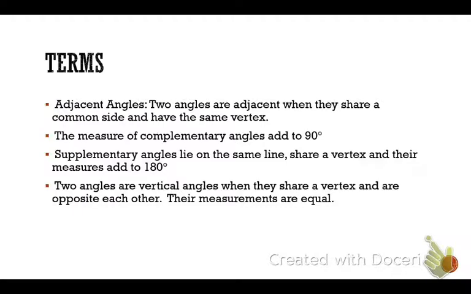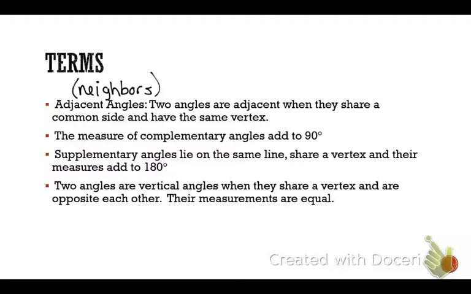Okay, so the first term is adjacent angles. Two angles are adjacent when they share a common side and vertex. So what I want you to think of when you hear the word adjacent is neighbors. When you're neighbors with somebody, you share a common property line, right? Like next door neighbors. The same thing happens with angles. If angles are adjacent, they share a common side, and the vertex is just the point that connects the two lines to form the angle. That's all the vertex is.